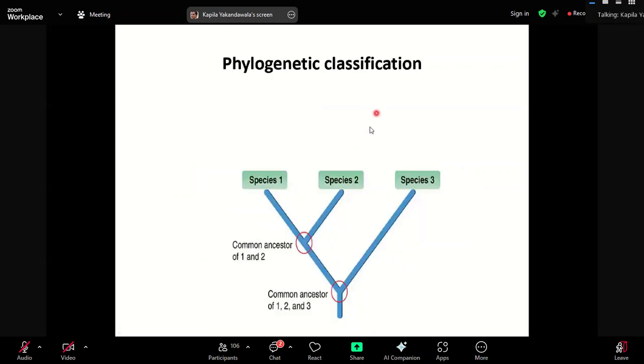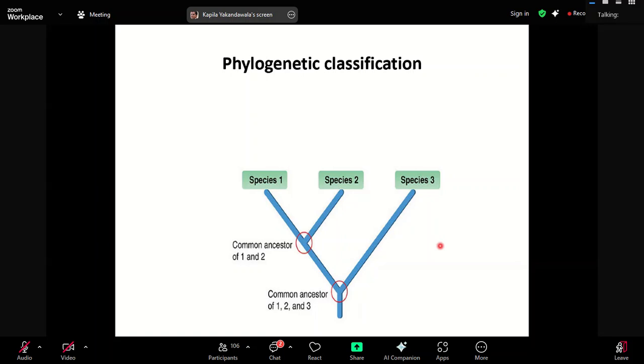As an example, in phylogenetic classification, if you look at species 1, 2, and 3, all 3 species came from this point. Species 3 evolved in a separate line. 1 and 2 evolved in a separate line. Then at this point, 1 evolved towards this point, 2 evolved in this line. So if you ask which 2 species are most closely related, 1 and 2, 1 and 3, or 2 and 3, can you tell me?